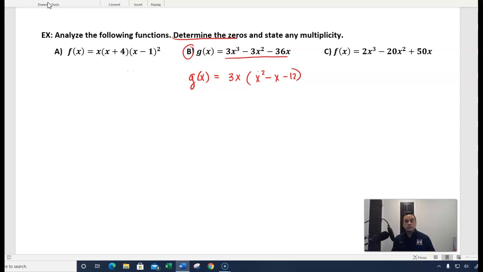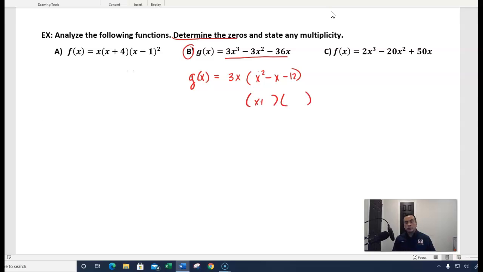3x times x squared, 3x cubed. Okay, let me do the pointer here. 3x times x squared is 3x cubed. 3x times negative x is negative 3x squared. 3x times negative 12 is negative 36x. All right, so then you factor this some more.